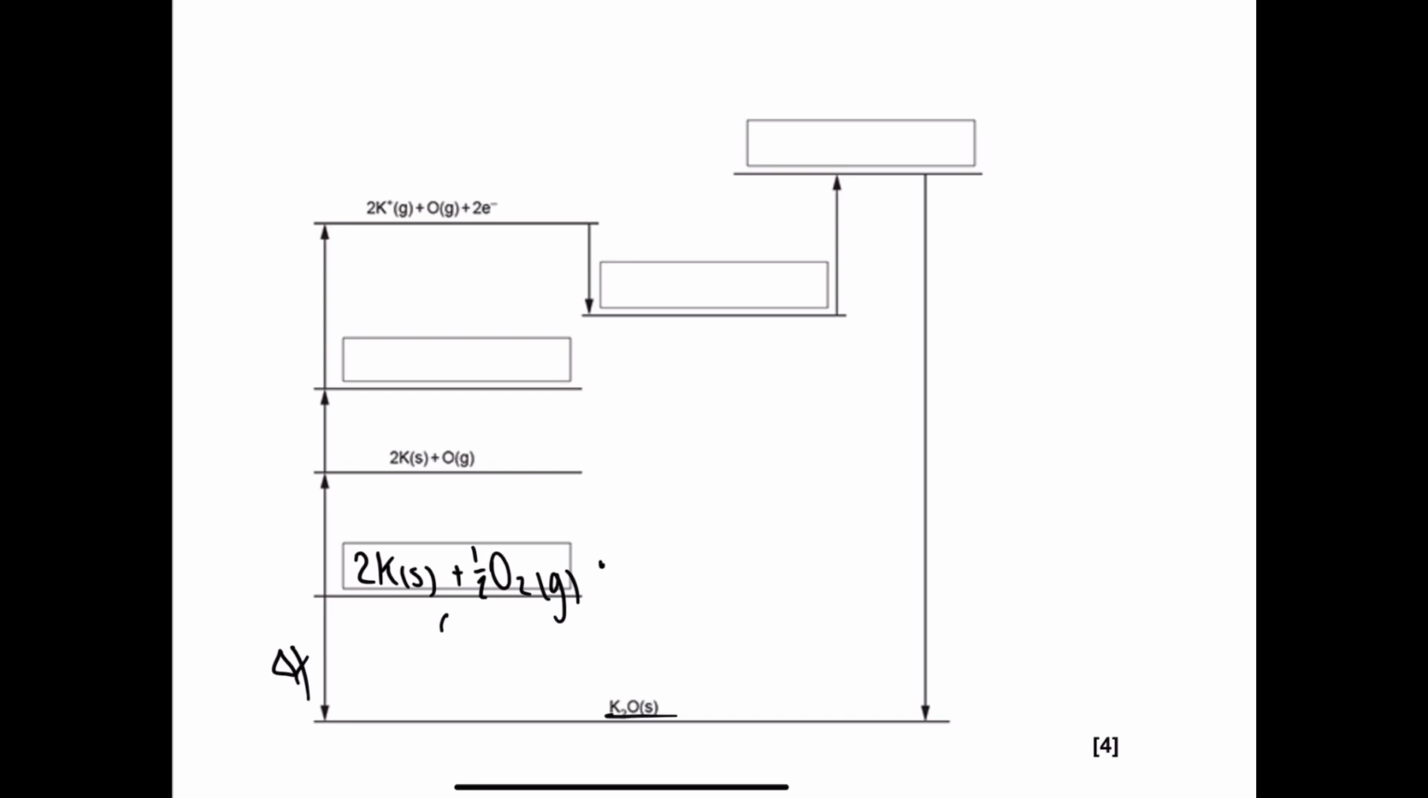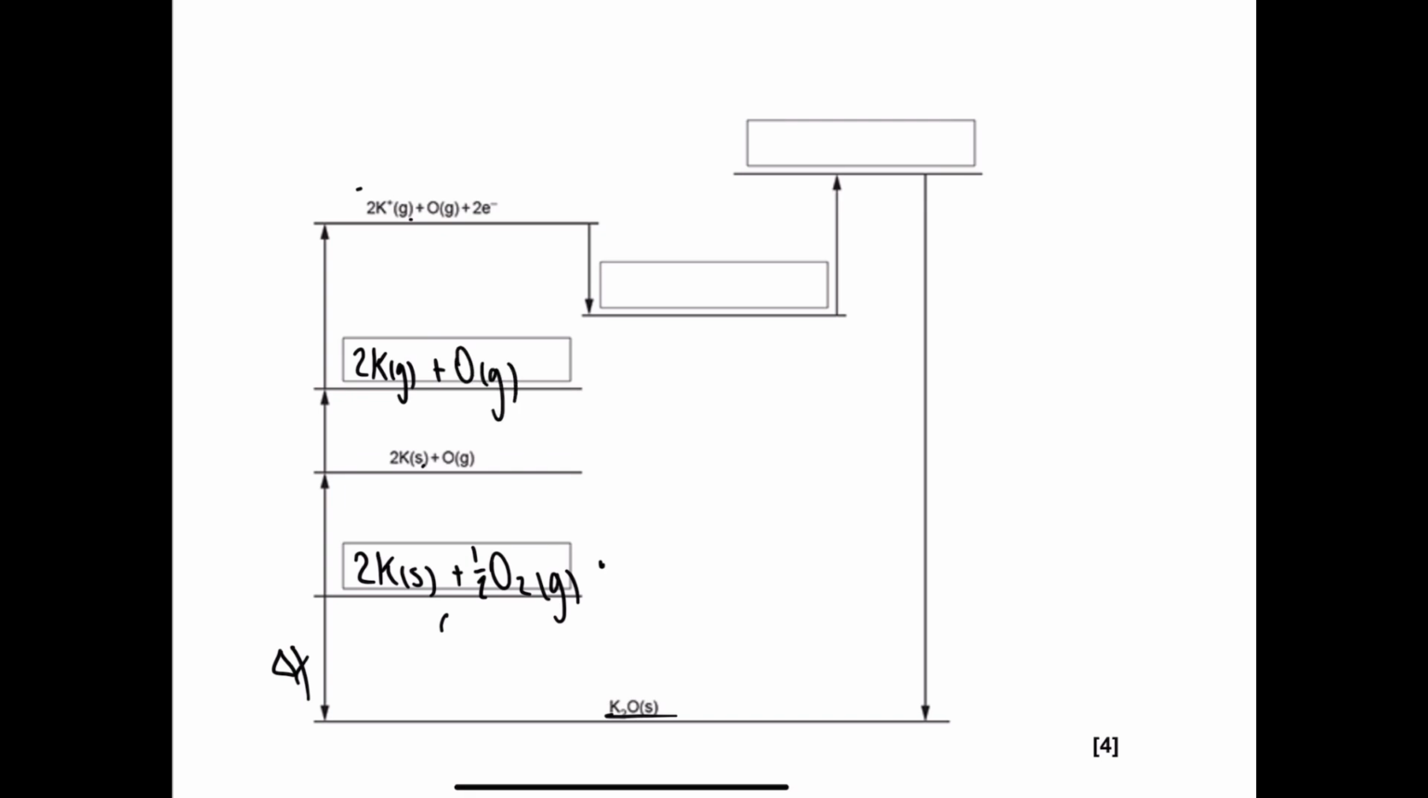Okay, let's have a look up here. What do we have? We've got K(s) and O(g) going to 2K+ and O(g) and 2 electrons. So here I can see this is the first ionization energy of potassium. But my advice would be to look at the state symbols. So we've got O, which is a gas anyway, that's fine. But look, K is going from a solid here to a gas. So we need the atomization of potassium, which is going to be 2K(g) plus O(g).